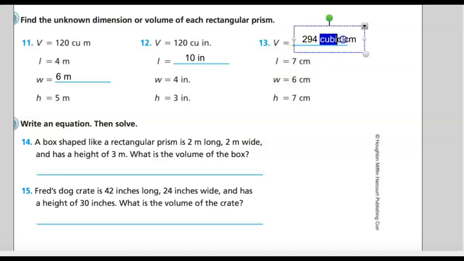But this is the important part. I hope you remembered. You're not just writing the measurement anymore because these were the single dimensions. Meter, meter, meter, inches, inches, inches, centimeter, centimeter, centimeter. But up here you have to cube your answer. So I hope you remember to put cubic centimeters and not just centimeters.